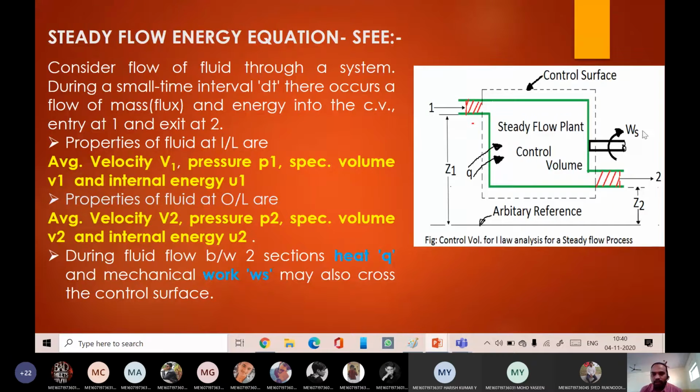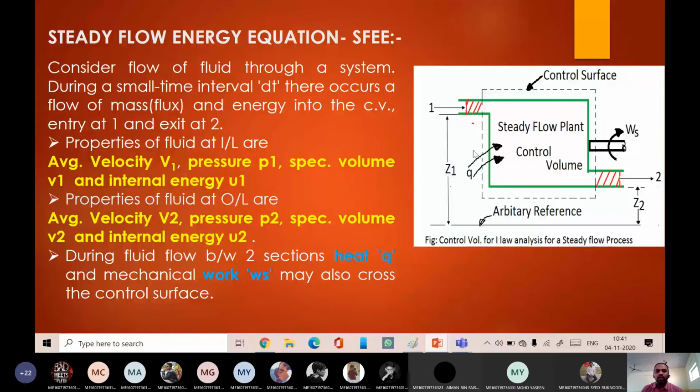Here Q is the heat added to the control volume. Due to the heat addition, let W be the shaft work produced by the control volume. This is our system. The inlet of the system is at a height of Z1 from the datum, which is a fixed reference, and the outlet is at a height of Z2 from the reference. Heat is supplied at section 1 and work is obtained at section 2.